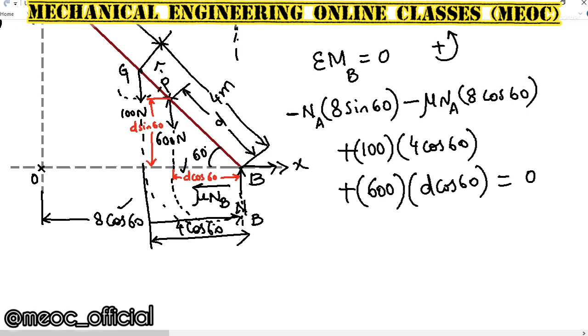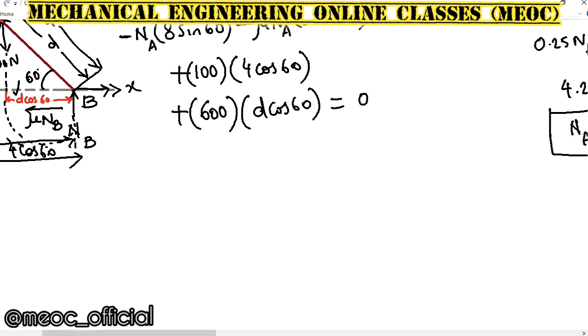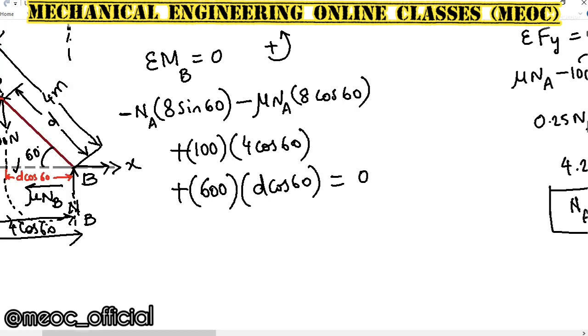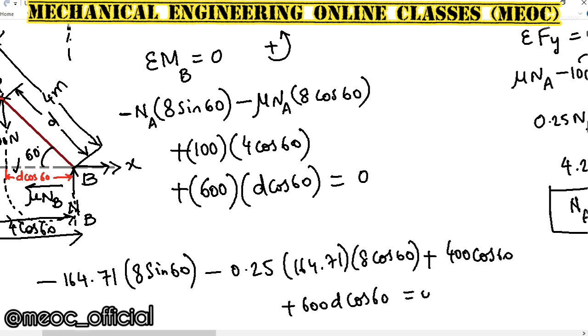Now let us put in all the values that we already know. Na we just found, Na is 164.71. So let us substitute: Na minus 164.71 into 8 sin 60 minus mu, which is given as 0.25, 0.25 into Na, 164.71, into 8 cos 60, plus 400 cos 60 plus 600 d cos 60 is equal to 0.